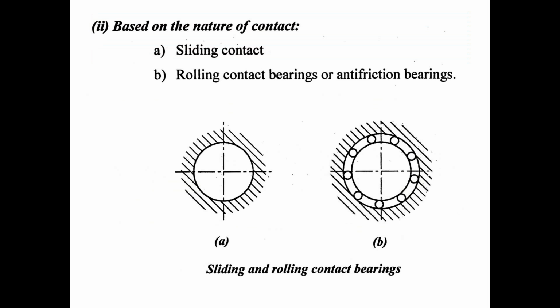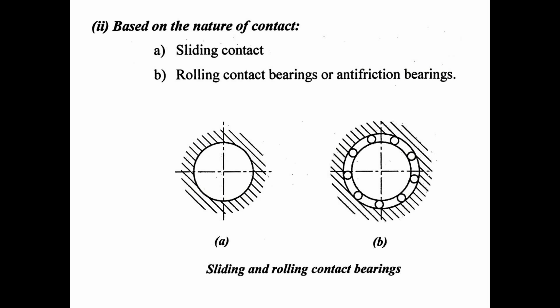Next, classification based on the nature of contact. Nature of contact is of two types: sliding contact and rolling contact bearing. Sliding contact is where sliding takes place along the surface of contact between the moving element and the fixed element. Sliding contact is also known as plain bearing. There is no material or element between the moving element and the fixed element. That is meant by sliding contact bearing.